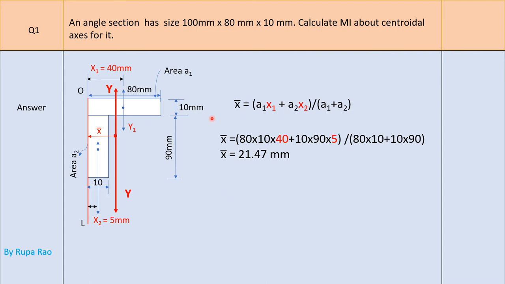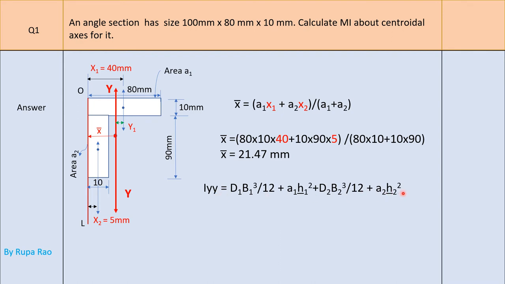For that, what we need is the distance between this axis yy and axis y1. That we call h1. And this axis y2, from this axis up to this axis yy, this distance we will call h2. How we get it? Now the formula will be Iyy is equal to d1 b1 cube by 12 plus a1 h1 square plus d2 b2 cube by 12 plus a2 h2 square.